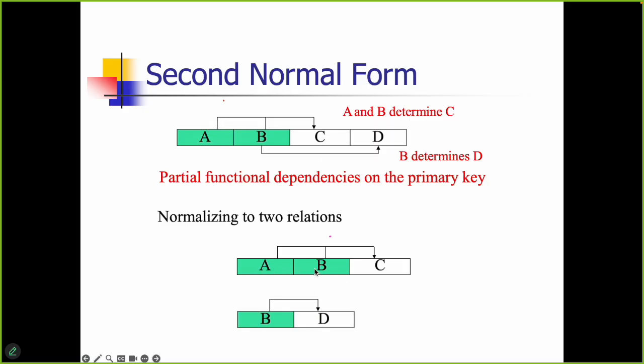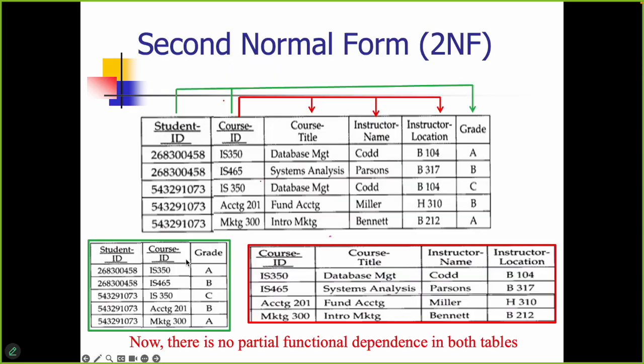Because you have to keep both A and B, because B is a foreign key here, and A and B together form your primary key, so you still keep B here, but you remove D. And so what is left is ABC, which is, for example, a student ID, course ID, and grade, right? And there is no partial dependency left. Both of these tables are in second normal form. And this is exactly what you're seeing here.